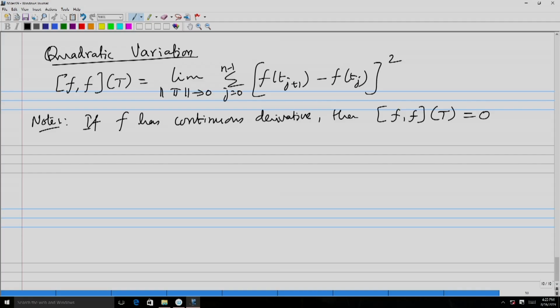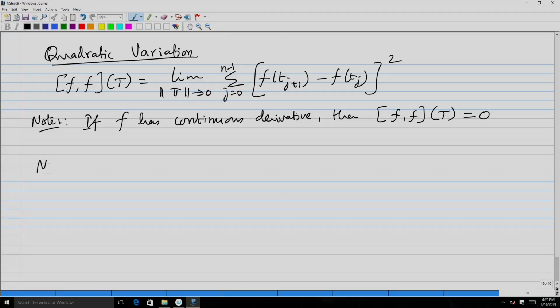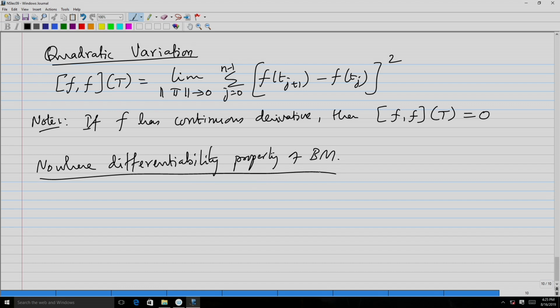And that is because of that, okay, this quadratic variation is important in the case of stochastic calculus, because the function that we have now taken up is the Brownian motion, and one important property of Brownian motion is the nowhere differentiability property, which we take without any proof because the proof is involved.